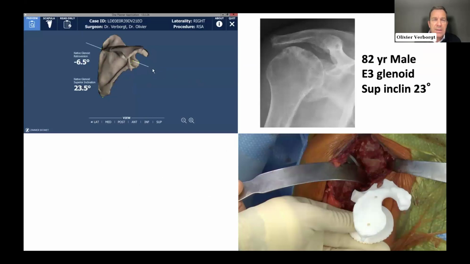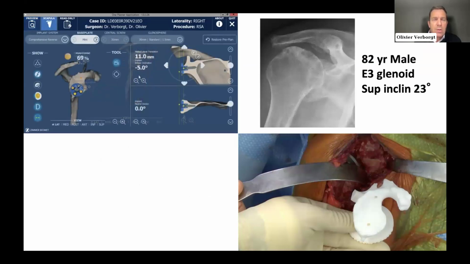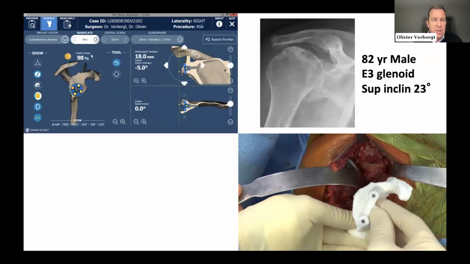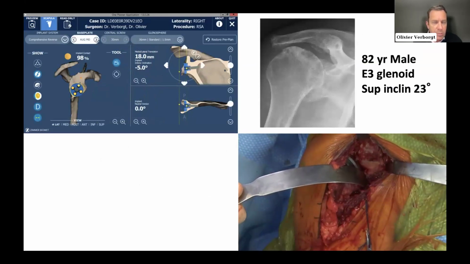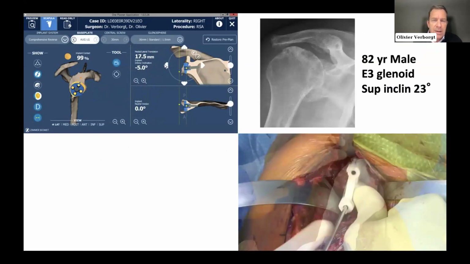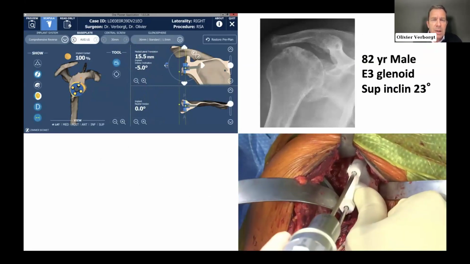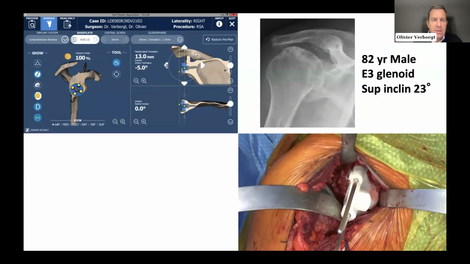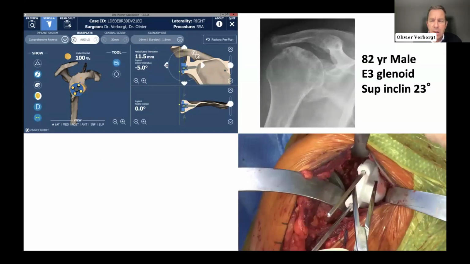This is a case that I did, and that's where I would choose to do a metal implant. As you can see on the 3D planning, it's an older patient, 82-year-old, E3 glenoid, quite a bit of superior inclination. And so this is what I would typically plan with the 3D planners. As you can see, if you just use an augment, you can bring back the joint line where it should be without too much compromise of the native bone stock.